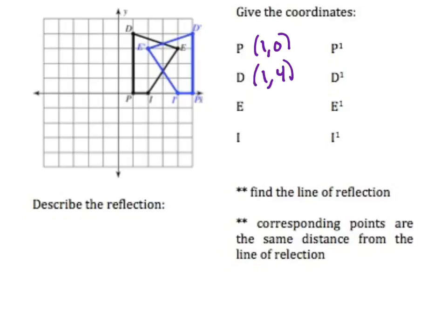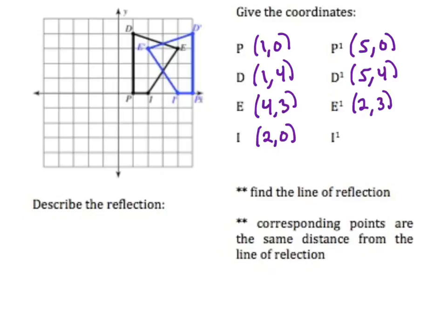Go ahead and pause and do the rest on your own. Okay, D is 1, 4, E is 4, 3, I is 2, 0. P sub 1 is 5, 0, D sub 1 is 5, 4, E sub 1 is 2, 3, I sub 1 is 4, 0. If you made a mistake, pause and look for it.